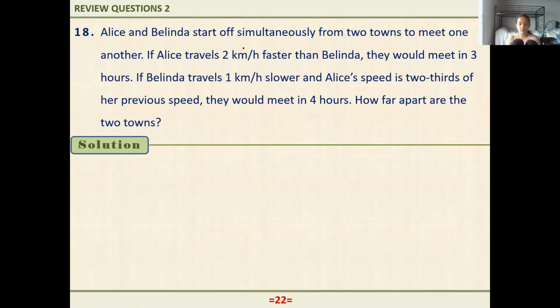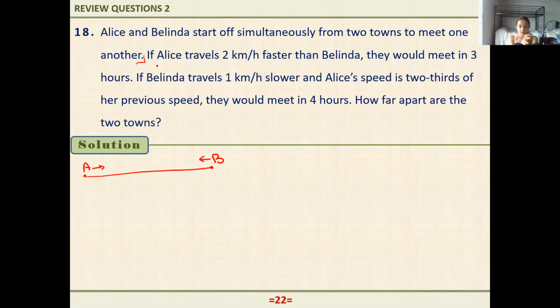Alice and Belinda start off simultaneously from 2 towns to meet one another. That means that here, that is town A, right? And here we have town B. So these 2 girls are going to meet each other, right? They start traveling at the same time.